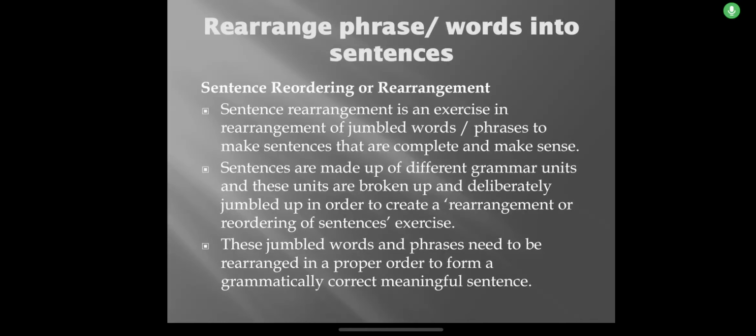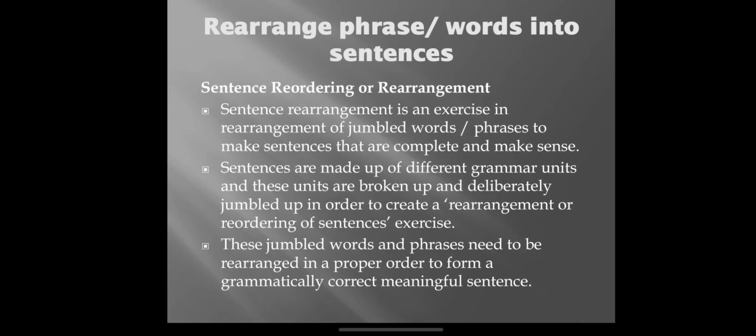Greetings dear students. Today we are going to look into the grammar part, rearranging phrases or words into sentences. Sentence reordering or rearrangement is a part of a grammatical exercise that is concentrated in most of the competitive exams.